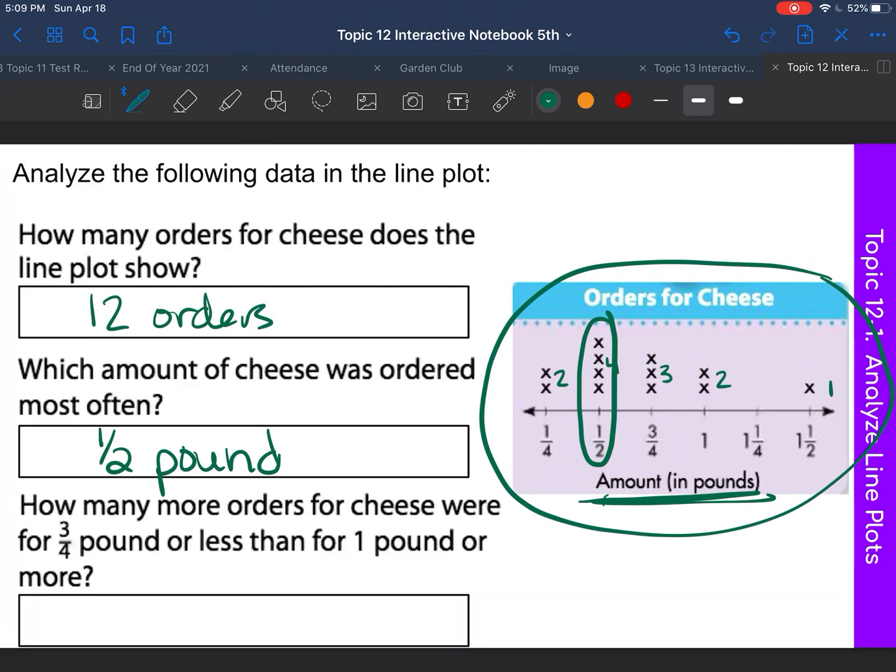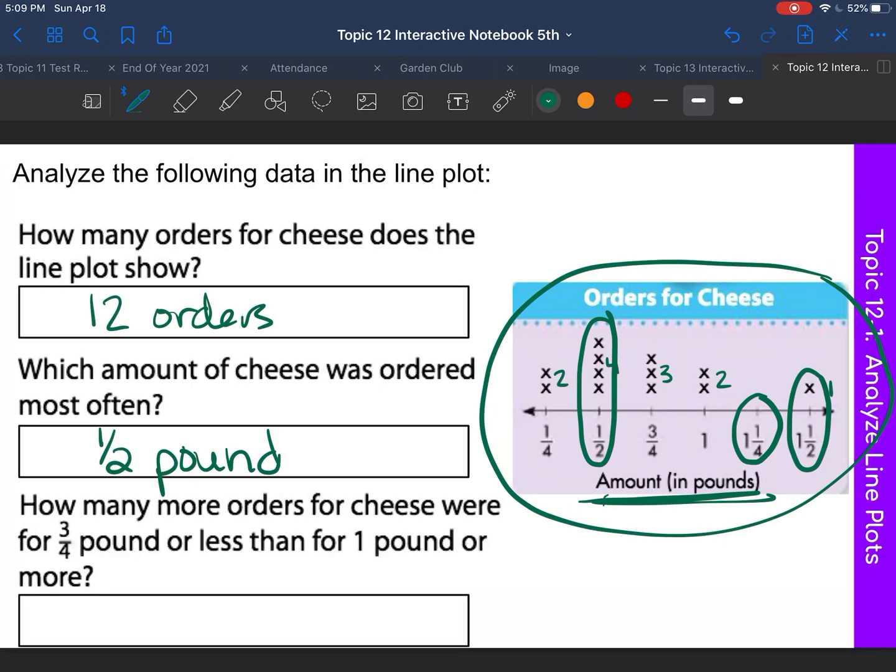What is the least common amount of cheese that was ordered? Now, if you said 1 1/2, technically that's true, but really it could actually be 1 1/4 because there was no cheese at all ordered for 1 1/4.